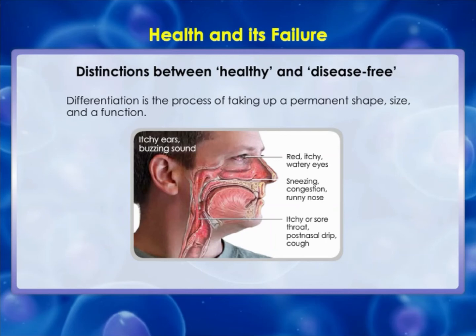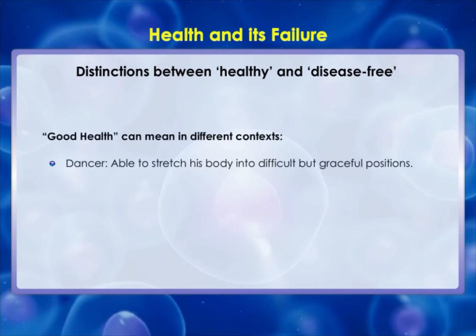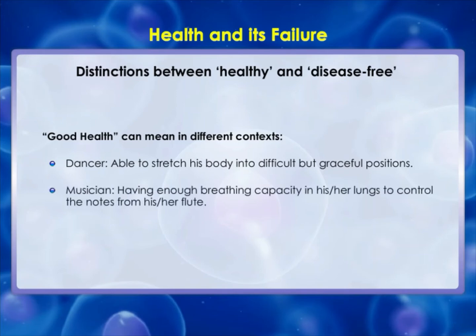We can now easily see that it is possible to be in poor health without actually suffering from a particular disease. Simply not being diseased is not the same as being healthy. Good health for a dancer may mean being able to stretch his body into difficult but graceful positions. On the other hand, good health for a musician may mean having enough breathing capacity in his or her lungs to control the notes from his or her flute. To have the opportunity to realize the unique potential in all of us is also necessary for real health.